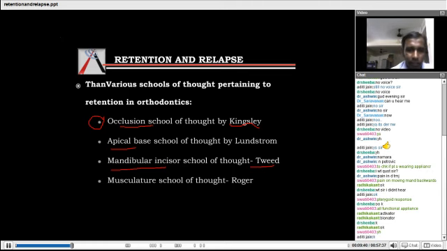Okay. And Rogers thought that it is basically the musculature. You have to keep a good environment. You should maintain the neutral zone. Otherwise, the musculature will play an important role in giving a lot of problems with the dentition. As you know, hyperactive mentalis or buccinator activity can cause a lot of problems with the dentition as well as the arch. Okay. So there are various schools of retention, and it's very important you know the names. Occlusion school by Kingsley, apical base school by Lundstrom, mandibular incisor position by Tweed, and muscular school by Rogers. Okay.